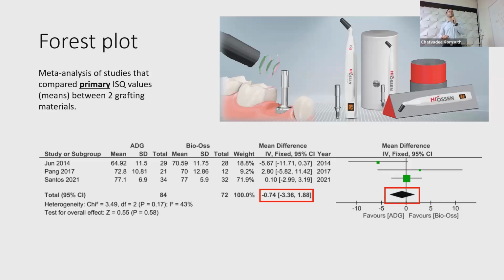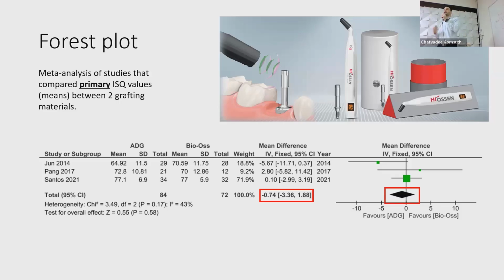For example, we had so many studies, or in this case, 3 studies about this new grafting material, and we need to know if it is as good as other bone grafts, yes or no. So I included all those studies in one meta-analysis, and I got that the ADG, the new bone graft, is as good as BioOS, which means that I can use this graft successfully for implant placement, and it will give me the same implant stability.